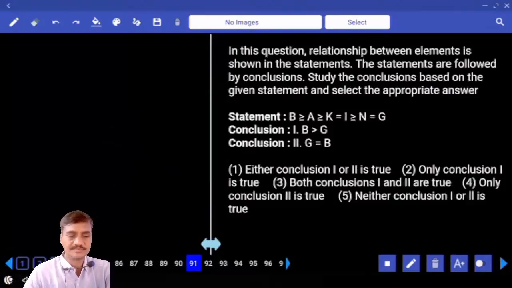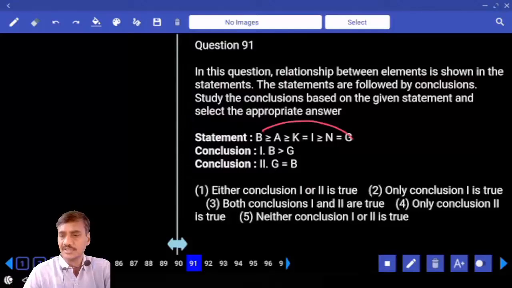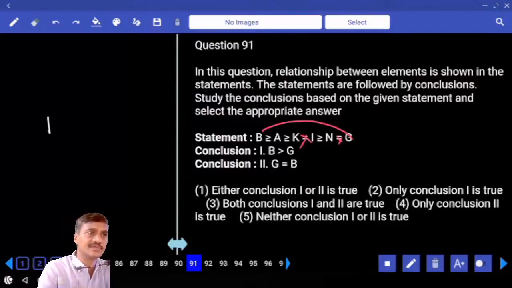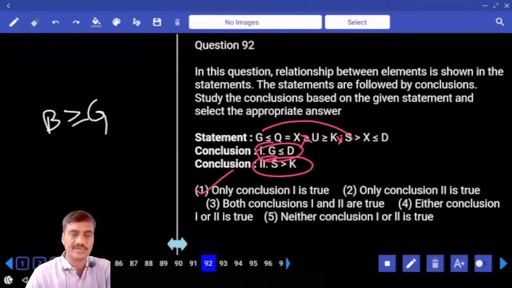Then 91 onwards. Now in this 91, both the conclusions are in between B and G. Now between B and G, leave the equal to symbol, which symbol is common? Greater than or equals to. B is either greater or equals to G. Either 1 or 2. Either 1 or 2, choice 1, 91.